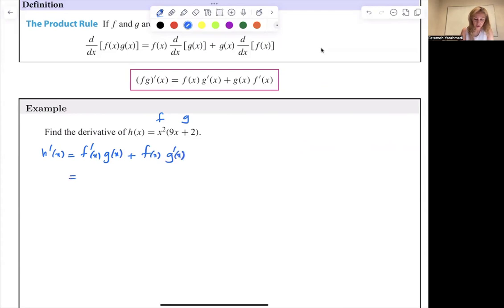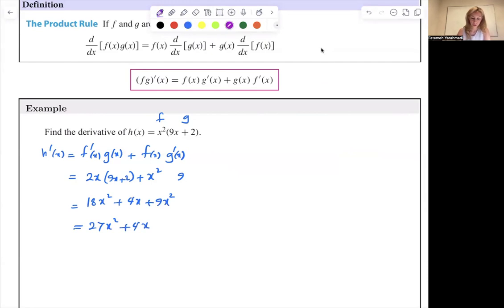So f prime, the derivative of x squared, is just 2x. The derivative of g is just 9. g is 9x plus 2, plus f of x, which is x squared times 9. If you simplify this, you get 18x squared plus 4x plus 9x squared, so you get 27x squared plus 4x.